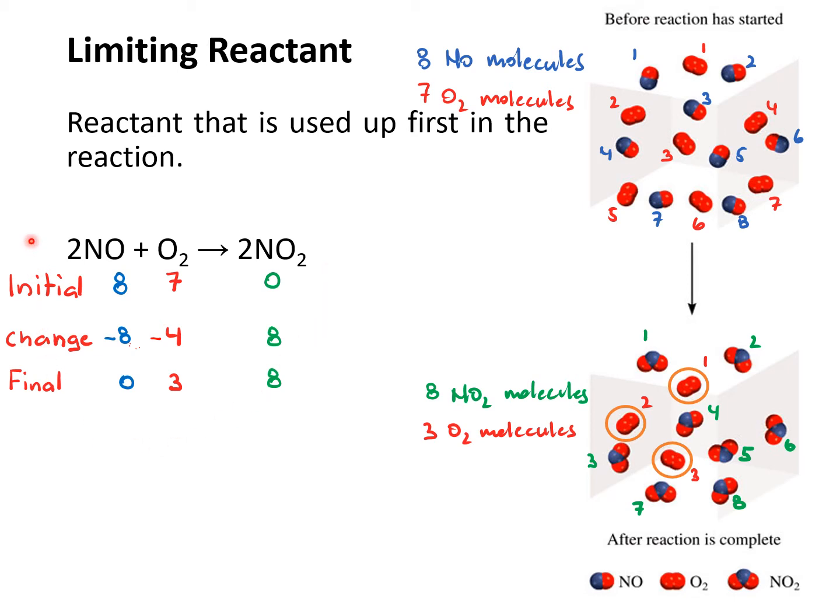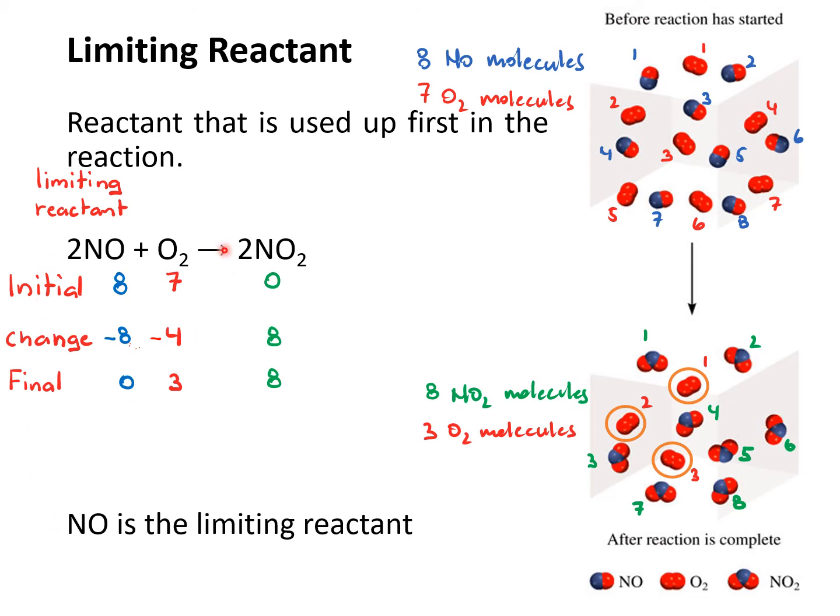So here we can clearly see that nitric oxide is the limiting reactant, and oxygen is the reactant that's present in excess. Finally, it's important to remember that just because we have more molecules of nitric oxide does not mean that it is the excess reactant. In fact, in this case, it's the limiting reactant because it reacts 2-to-1 with oxygen.